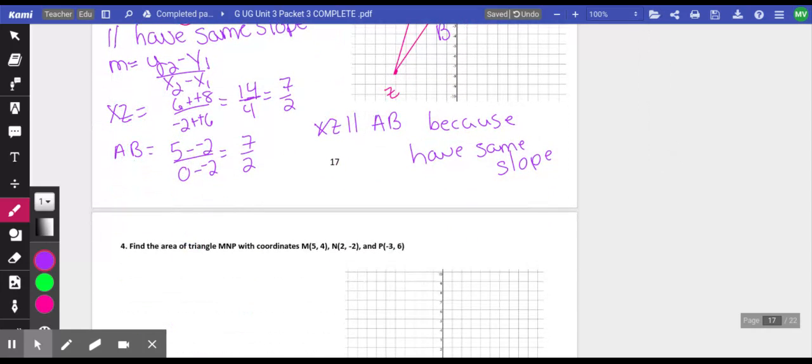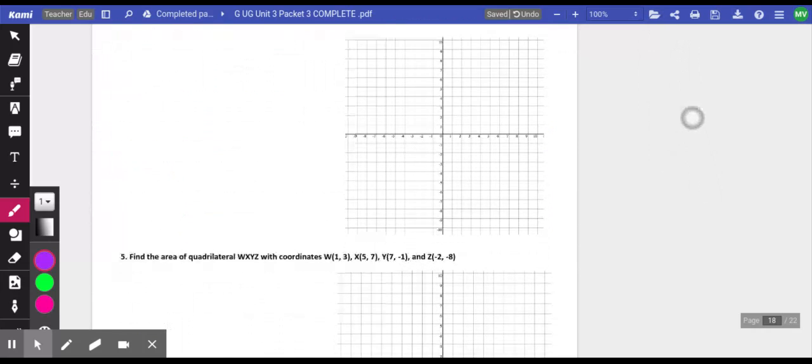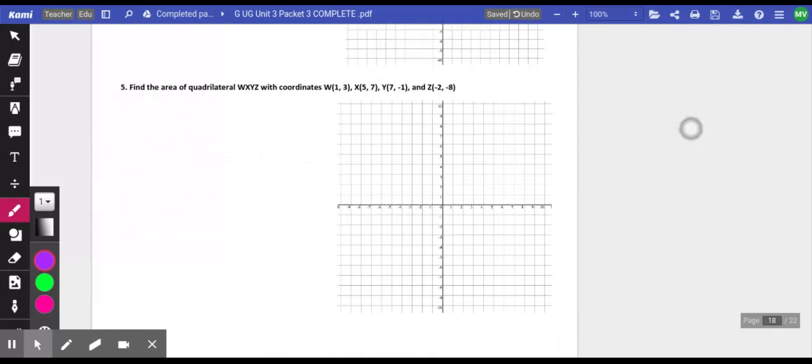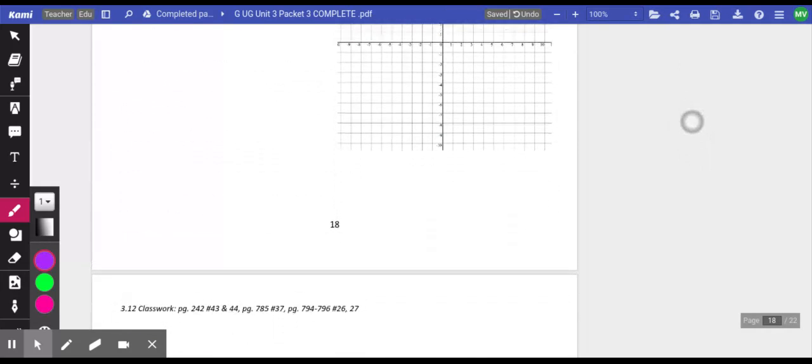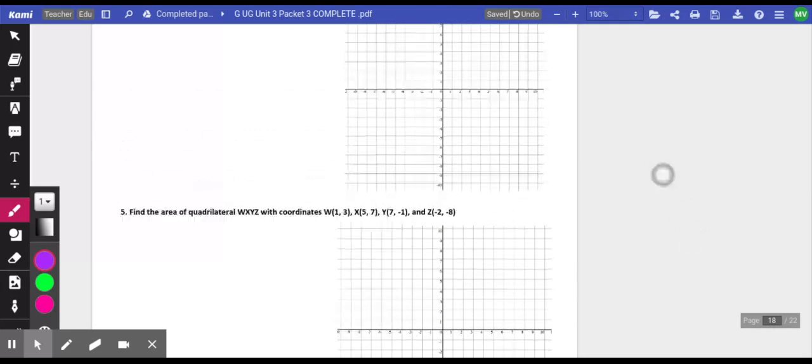Okay, and we're going to leave off there. We're going to work on number 4 and 5 in class tomorrow. If you have any questions, please bring them to class tomorrow.